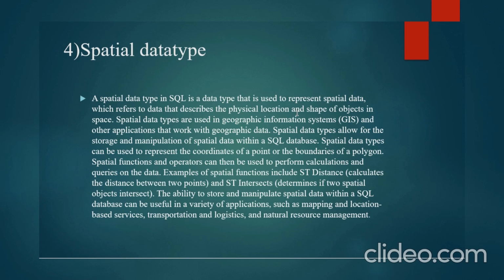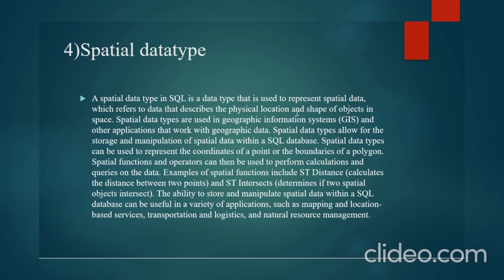Now let's see the fourth one, spatial data type. A spatial data type in SQL is a data type that is used to represent spatial data, which refers to data that describes the physical location and shape of objects in space. Spatial data types are used in geographic information systems and applications that work with geographic data. They allow for the storage and manipulation of spatial data within a SQL database.